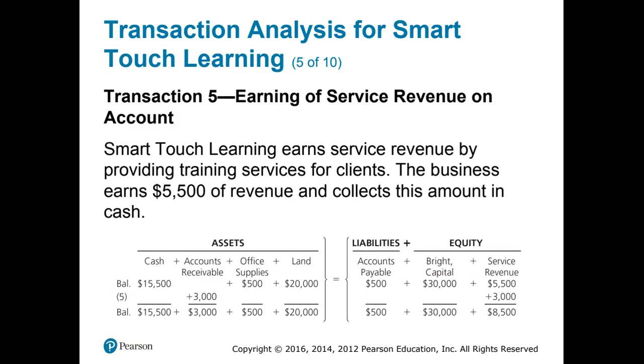All right, so then in transaction 5, Smart Touch Learning earns service revenue, we talked about this already.